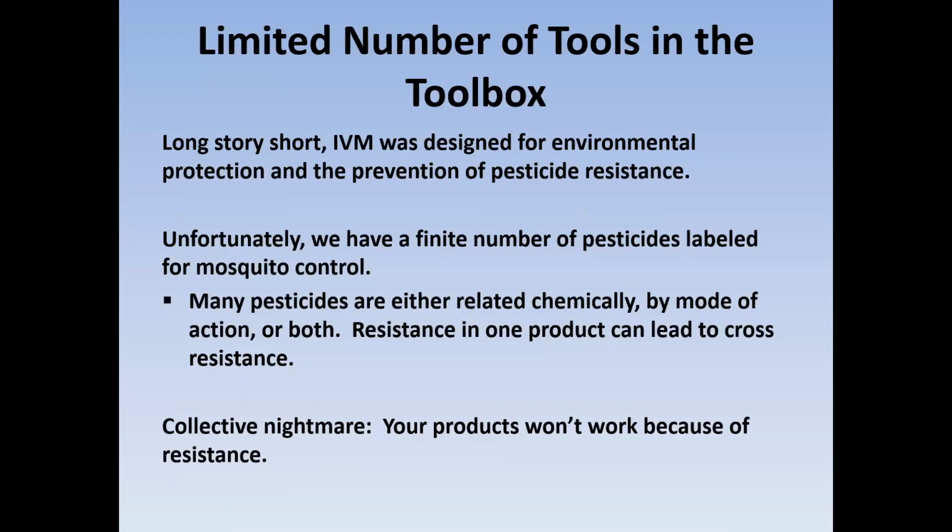Okay, in vector control, we have a limited number of tools in the old toolbox. So long story short, IVM was designed for environmental protection and the prevention of pesticide resistance. We have a finite number of products that have been labeled for mosquito control. Many of the pesticides are either related chemically or by mode of action or both. So within a family, if you start getting resistance to one product, you might have resistance to other products. And our collective nightmare is our products won't work because of resistance. So that's why we have implemented the pyramid that we've mentioned, IVM pyramid, because mosquitoes won't get resistant to you dumping out a saucer and killing them.